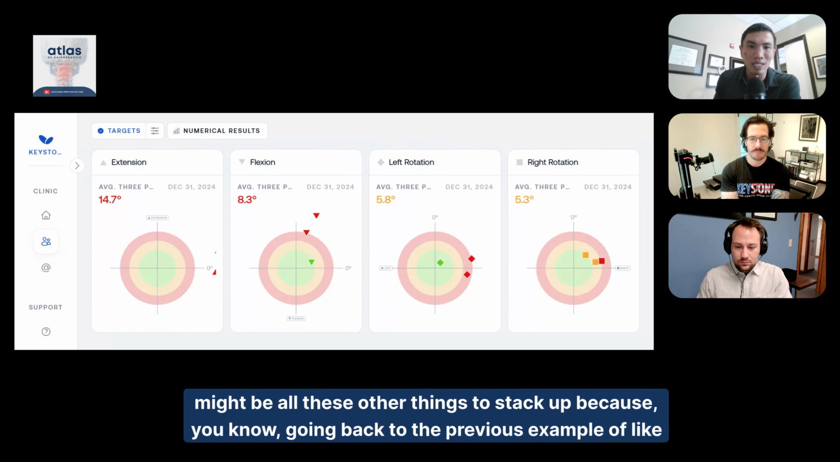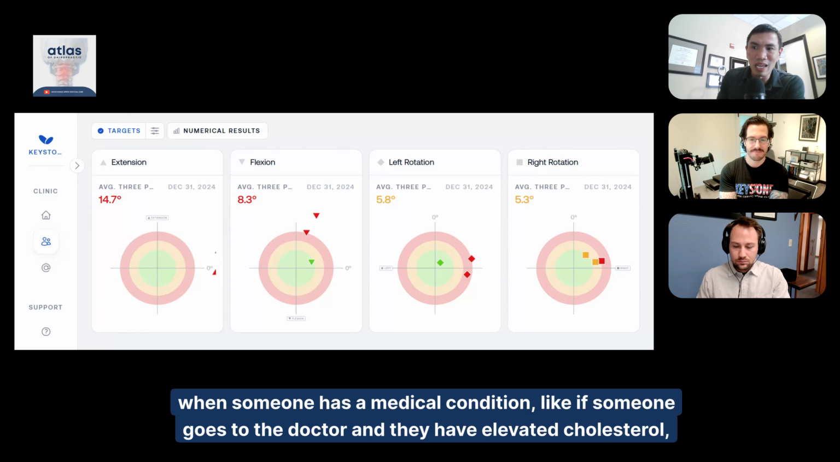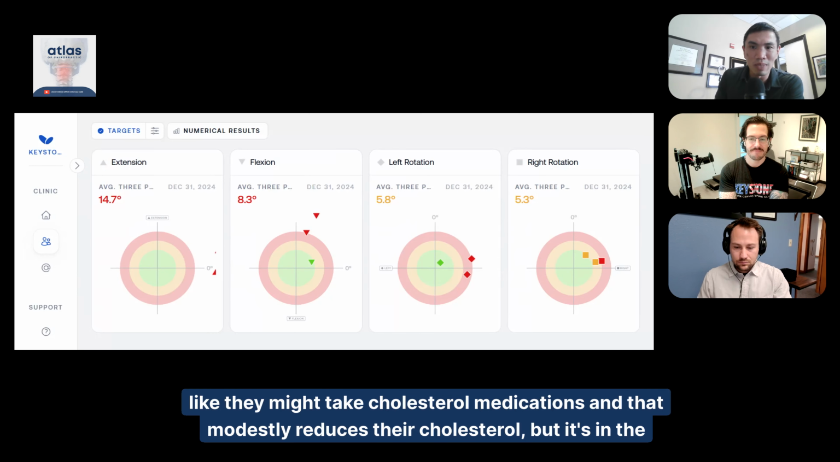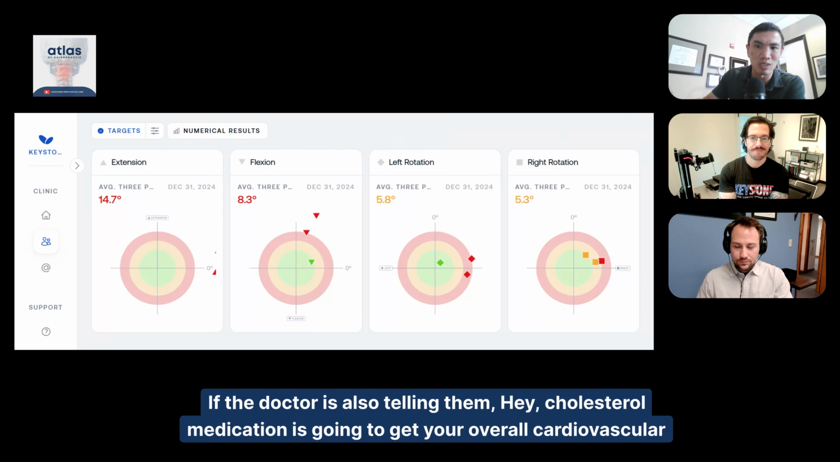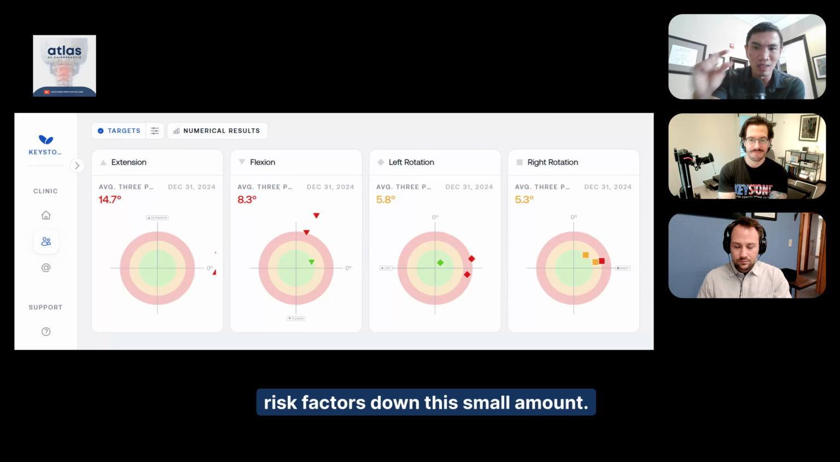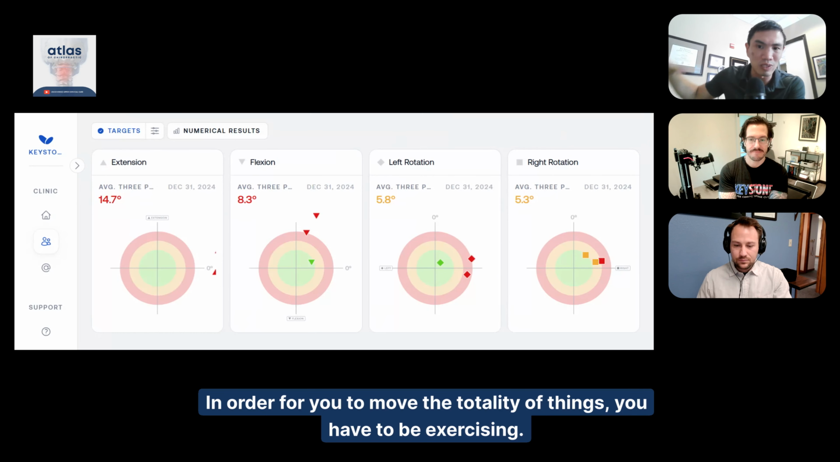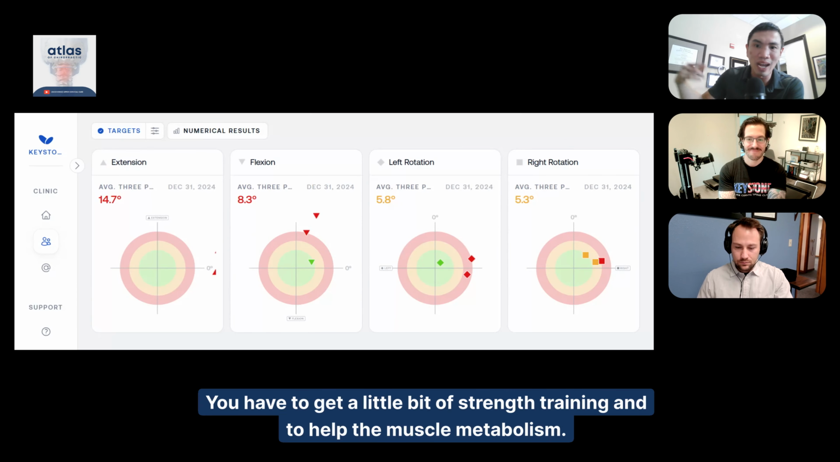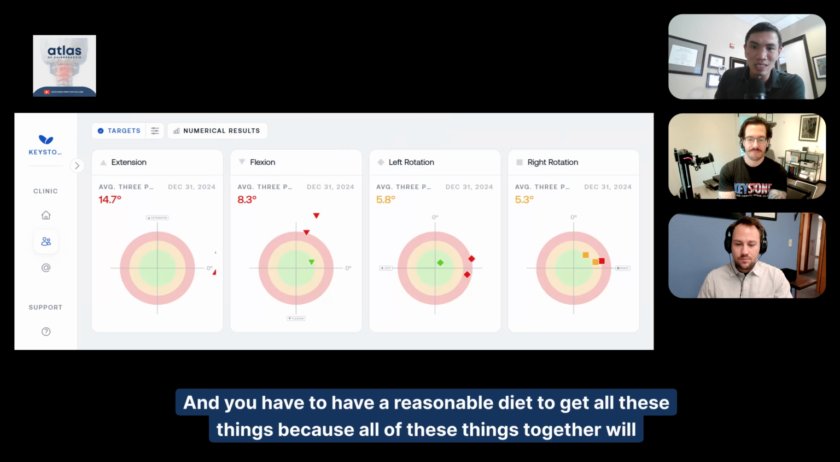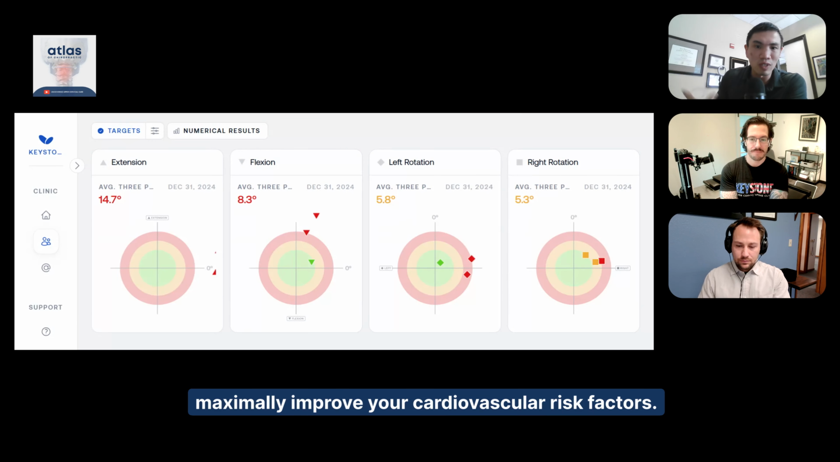It might be all these other things to stack up because, going back to the previous example, if someone goes to the doctor and they have elevated cholesterol, they might take cholesterol medications and that modestly reduces their cholesterol. But it's in the patient's best interest if the doctor is also telling them, hey, cholesterol medication is going to get your overall cardiovascular risk factors down this small amount. In order for you to move the totality of things, you have to be exercising. You have to hit your 150 minutes of exercise per week. You have to get a little bit of strength training in to help the muscle metabolism. And you have to have a reasonable diet, because all of these things together will maximally improve your cardiovascular risk factors.